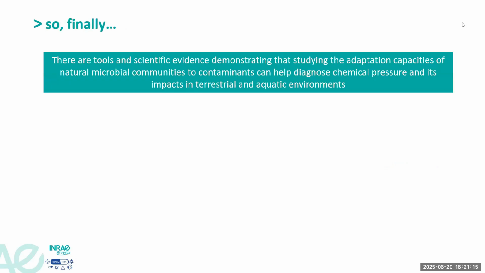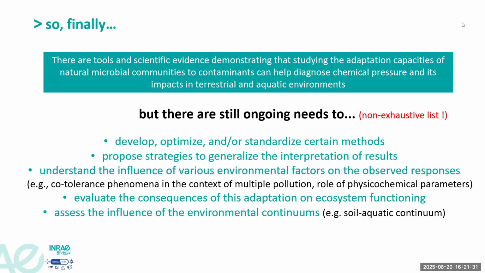So to conclude, clearly there are some tools and scientific evidence that can help demonstrate that studying microbial adaptation capacity can help to assess chemical pressure and impact. But there are still needs to develop, optimize, and standardize methods, propose strategies to generalize interpretation, better understand the influence of several environmental factors, and also, and I think that this is important to convince everyone that it is important to study microbial communities, to assess the consequences of adaptation at ecosystem levels.